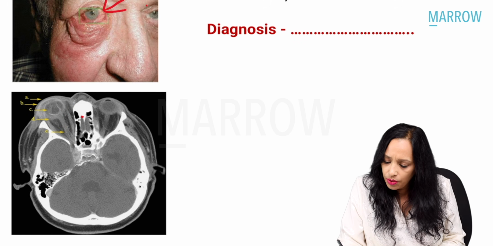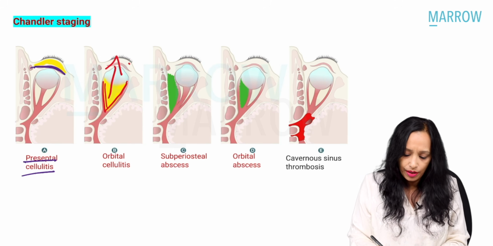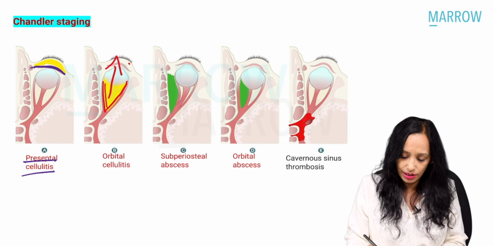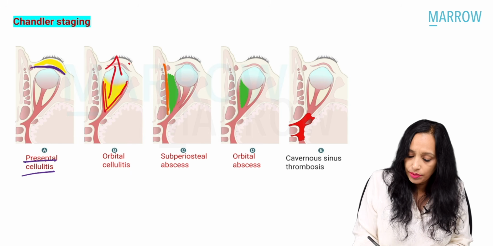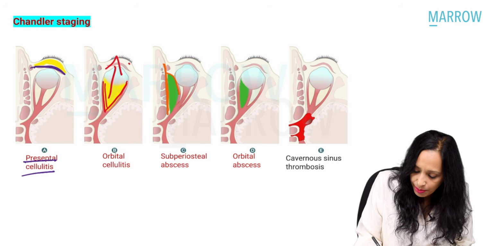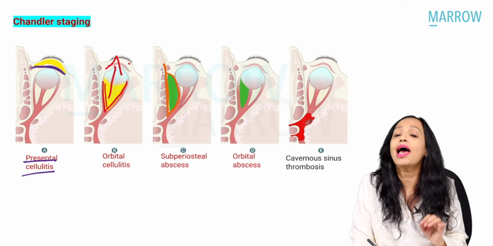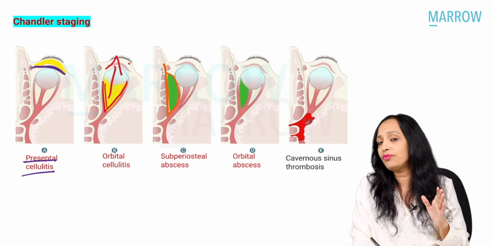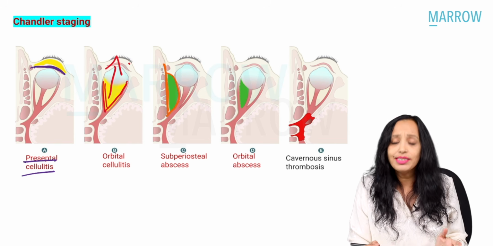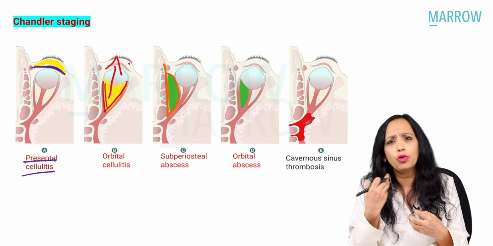Right? Now, coming to the next stage is subperiosteal abscess. What we are seeing here is the lamina papyracea. So, the periosteum of the lamina papyracea will be raised, and below that will be abscess, pus collected. This is subperiosteal abscess.